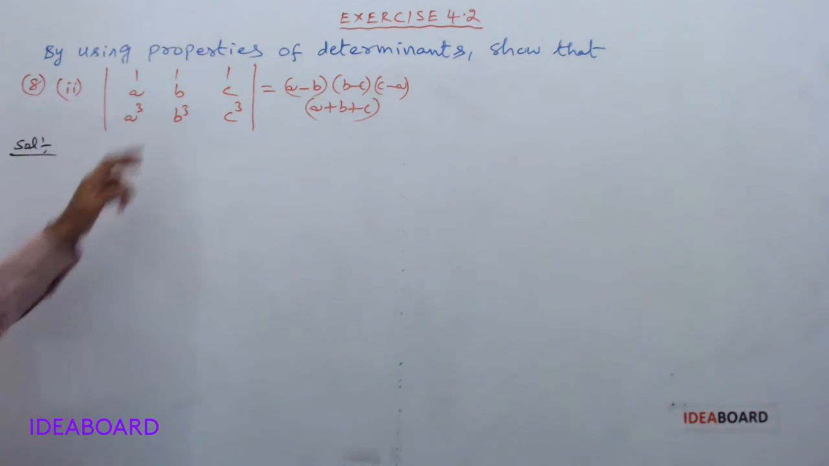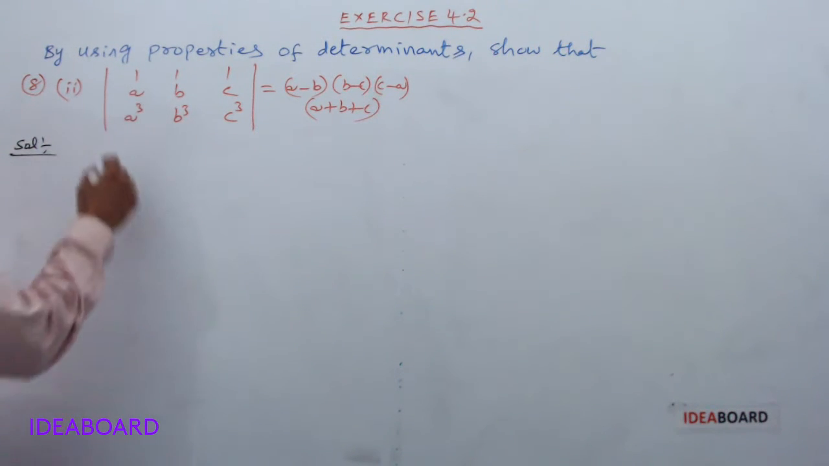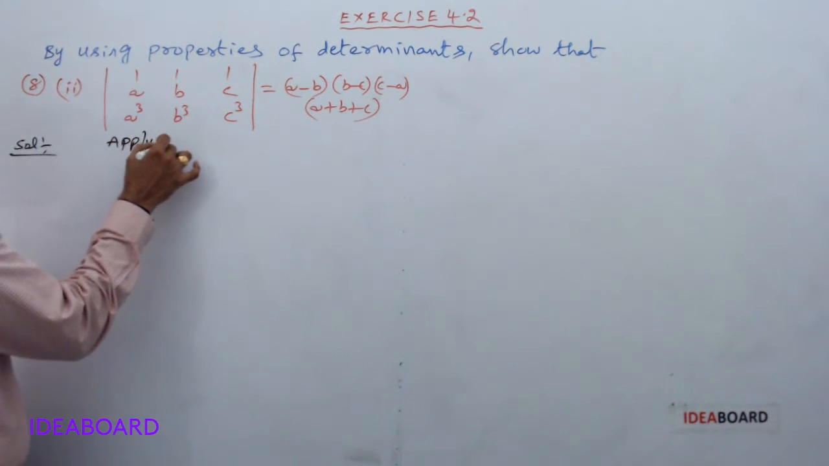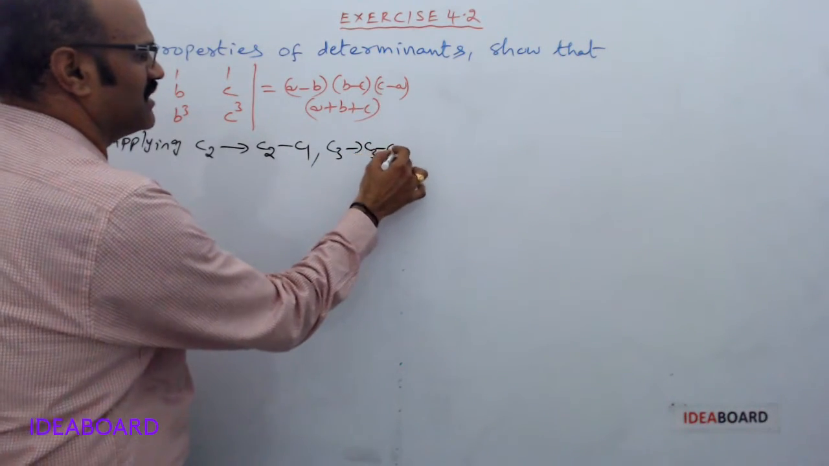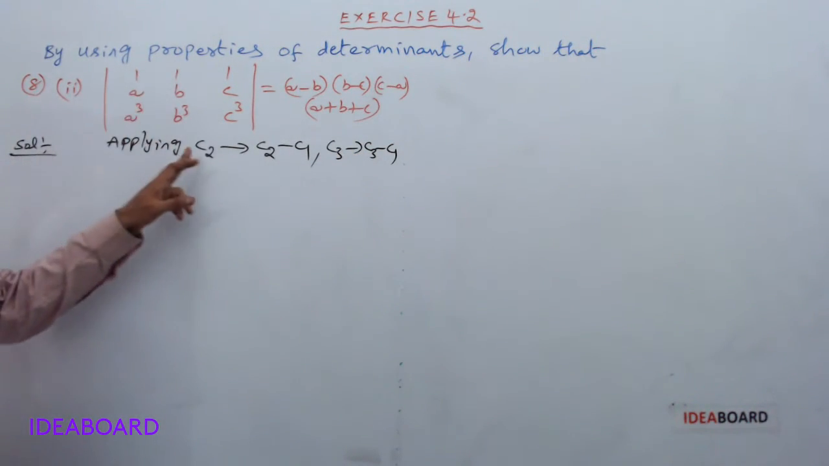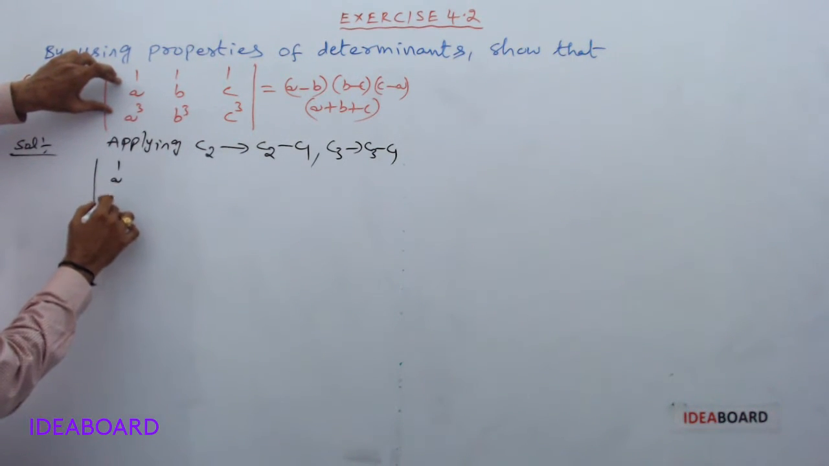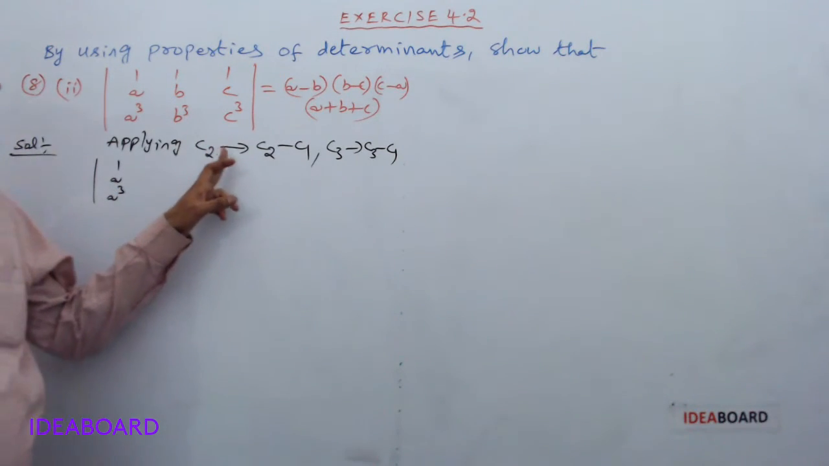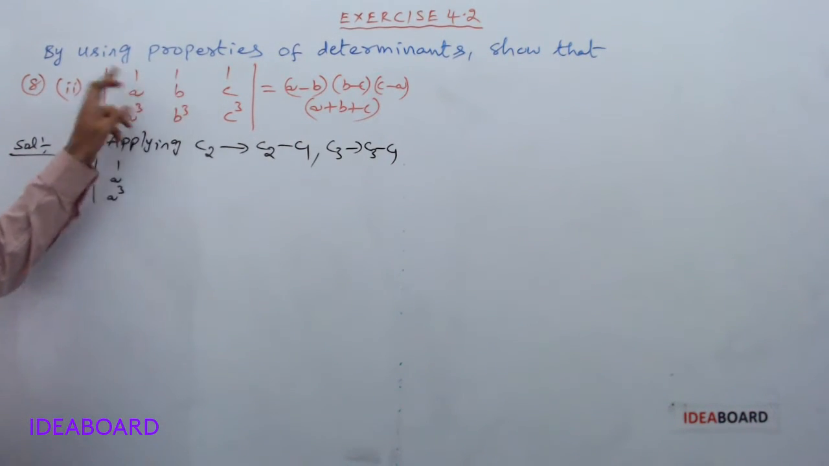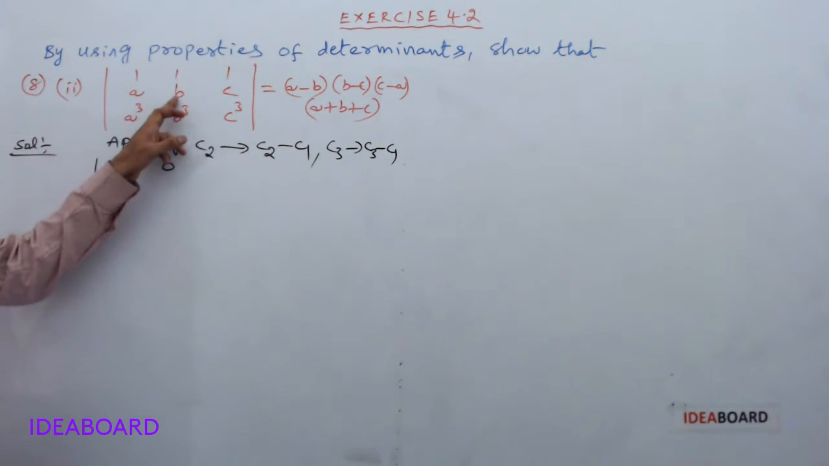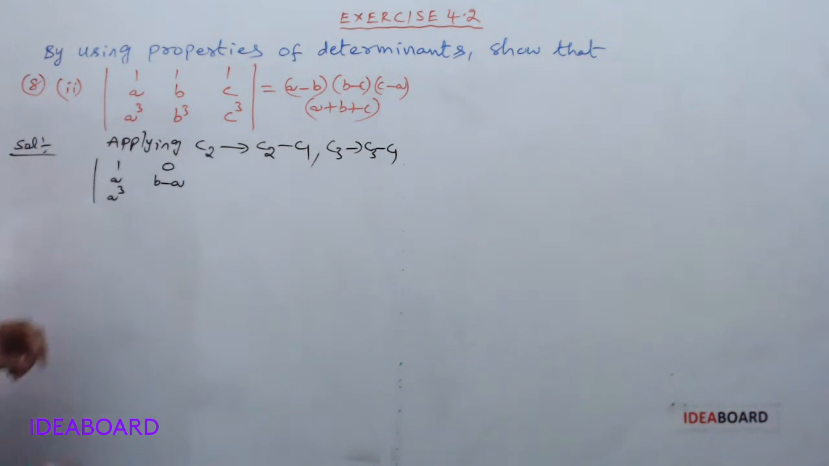To get it, we take the operation C2 changes to C2 minus C1; 1 minus 1 becomes 0, 1 minus 1 becomes 0. So applying C2 changes to C2 minus C1 and C3 changes to C3 minus C1. There is no change in C1, let me write C1 the same here: 1, a, a cube. Now C2 changes to C2 minus C1: 1 minus 1 becomes 0, now b minus a, next we have b cube minus a cube.